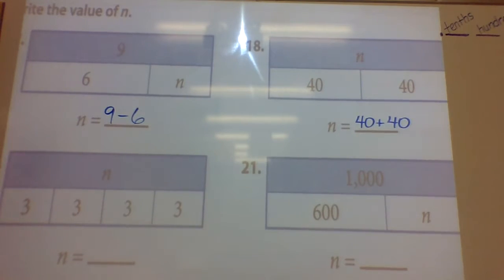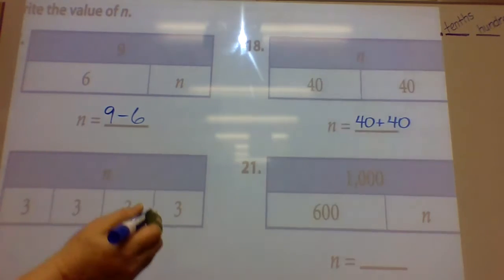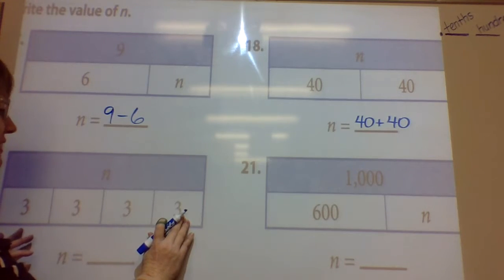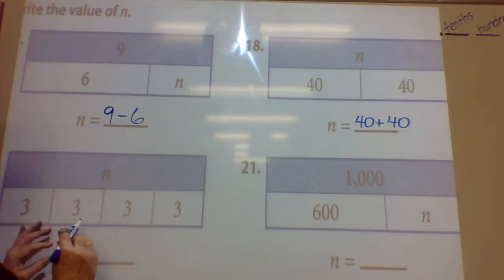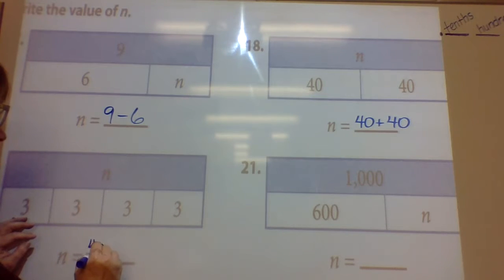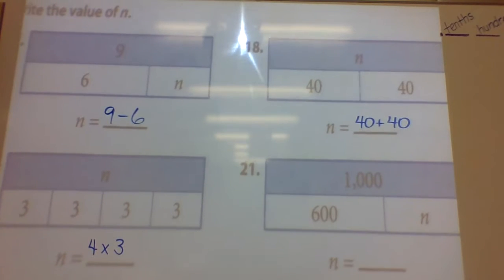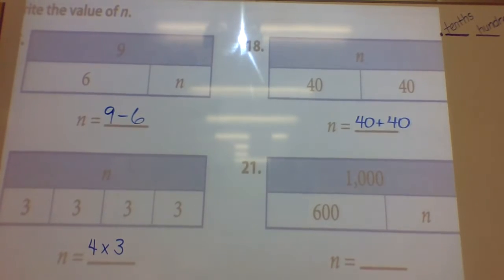Okay. Over here, what number is that? That was number 17, 18. Now we're doing 20 and 21. Okay, there's 4 3s. This is one of those multiplication ones. Okay, so n equals 4 times 3, which is going to be 12, right?